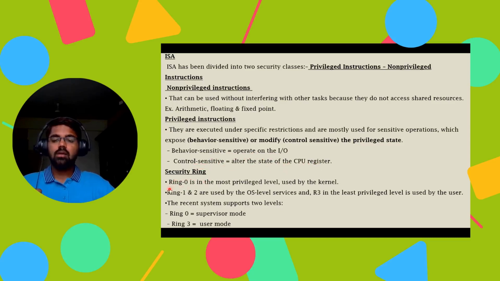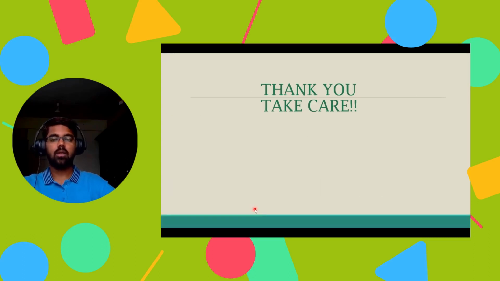Security ring. Ring 0 is the most privileged level and is used by the kernel. Rings 1 and 2 are used by operating system level services, and ring 3, the least privileged level, is used by the user. Recent systems support two levels, ring 0 equal to supervisor mode and ring 3 equal to user mode. So this is all about my session today.